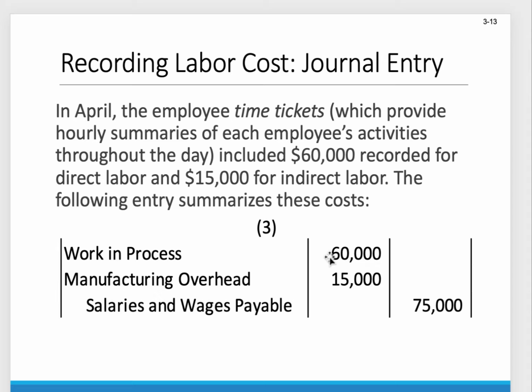The manufacturing overhead, right? $15,000 of indirect labor. Maybe that's the manager, the production manager, maybe it's some security guards, whatever, right? It's something that's indirect. We can't easily and conveniently trace it to a specific product.